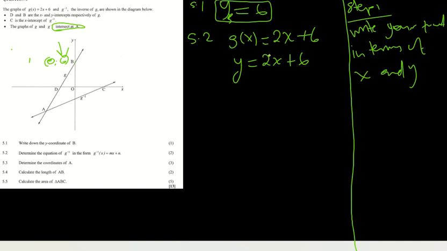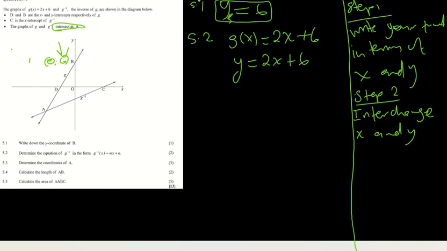Now my function is in terms of x and y, because we can see both x and y in this single function. Okay, now step 2. This step 2 is very critical. So interchange x and y. This means that where you have y, you will substitute x, and where you have x, you will substitute y. So let's do it.